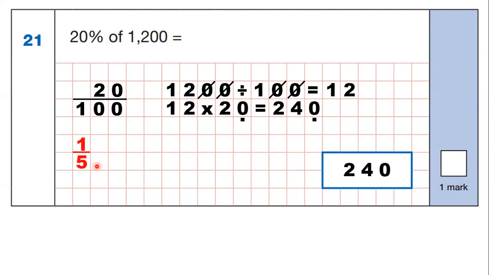So then all we need to do is divide by 5. 12 divided by 5 is 2, remainder 2. 20 divided by 5 is 4. And 0 divided by 5 is 0, so we get the same answer.